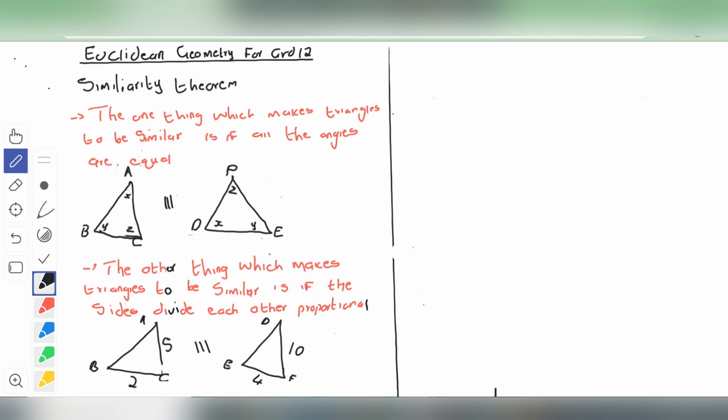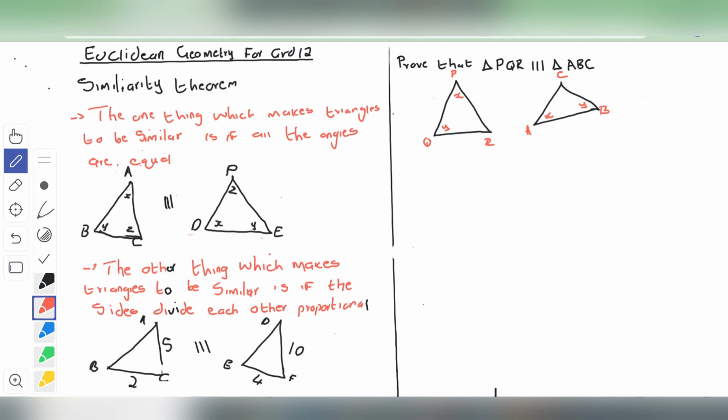I'm just going to show you how to prove the similarity if you are given the angles, and whenever you're not given the angles, they want you to prove using the sides. So let me just write the first example for the angles, then after we'll do the one for the sides. Okay guys, here is the question. It says prove that triangle PQR is similar to triangle ABC. So the first important part that you need to write, okay, is the solution.